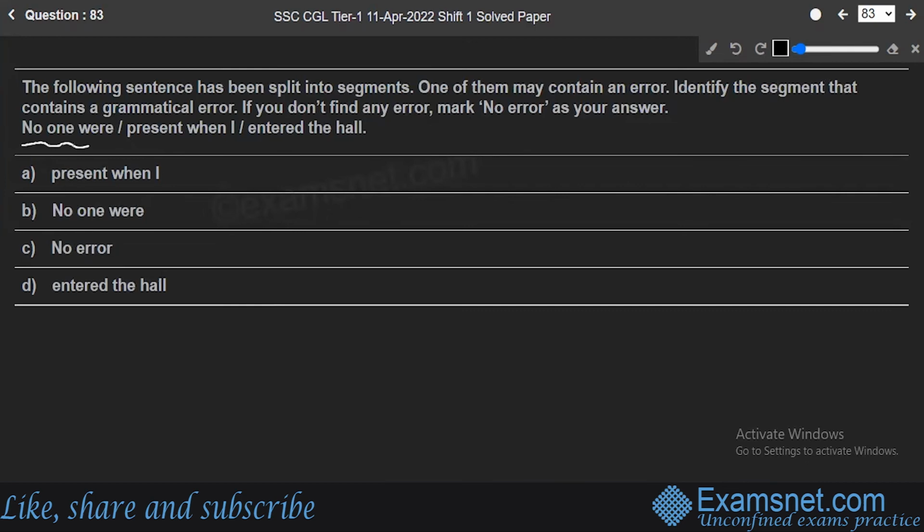See, "no one were" is incorrect. It should have been "no one was present when I entered the hall." Right? With "no one" we are talking about a single person over here, and "was" will be used because we are talking about a single identity. It too should not be "no one were," it should be "no one was." So I think you got your answer. Option B is the correct answer.